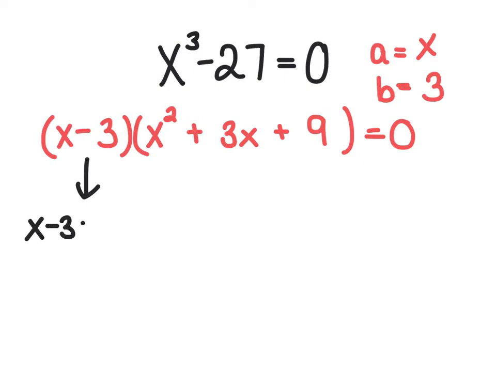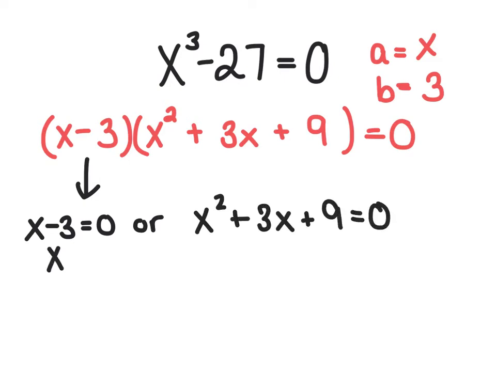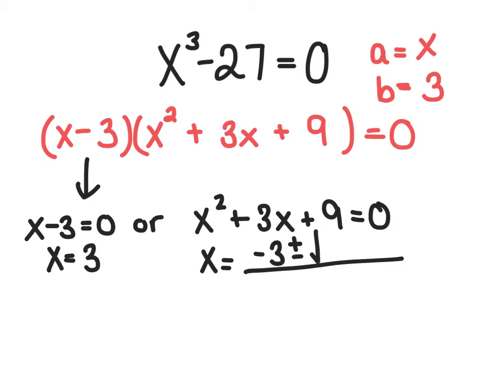So the first is x minus 3 equals 0, or the second is x squared plus 3x plus 9 equals 0. The first gives me a solution of 3. The second one, how am I going to solve this? Well, fortunately, I have the quadratic formula that states that x is equal to negative b, which would be negative 3, plus or minus the square root of b squared, which would be 3 squared, minus 4 times 1 times 9, all over 2 times 1, which would be 2.